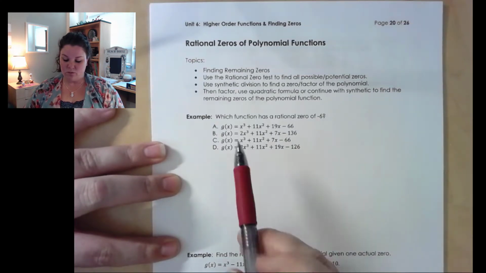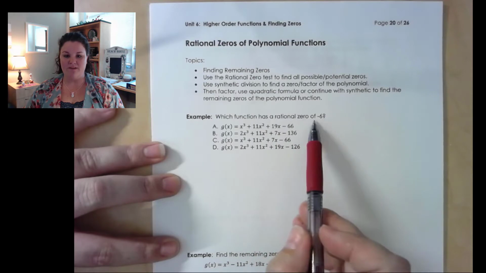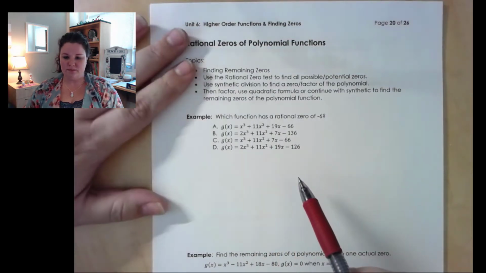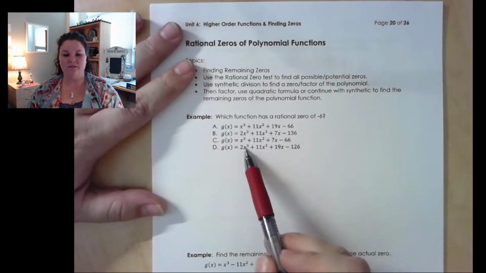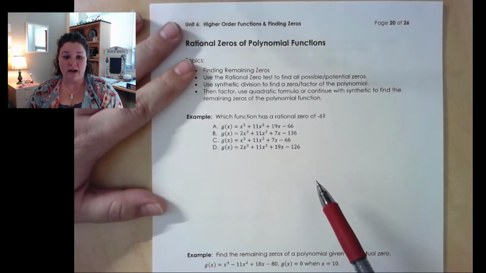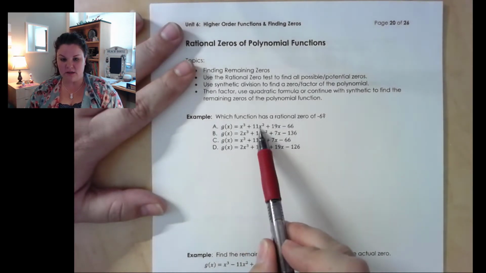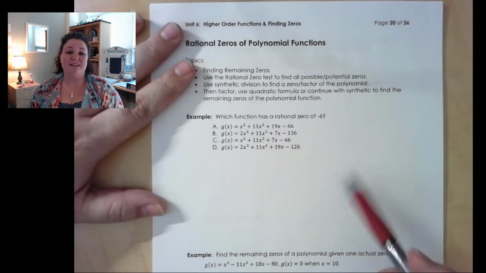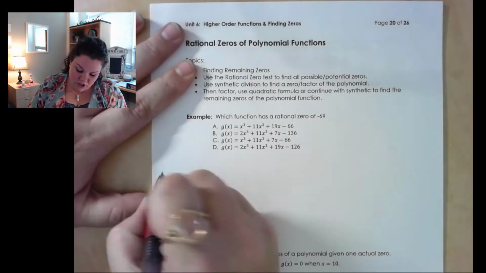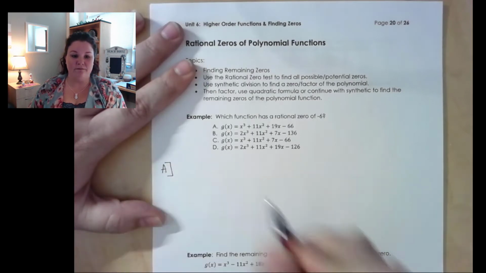So in this problem, it says which function has a rational zero of -6. All we're going to do is plug -6 into each of these functions and see which one equals 0. I'm not going to plug it in the old way where we plug it in and cube it and square it and all that kind of stuff. I'm just going to use synthetic division. So I'm going to check function A first.